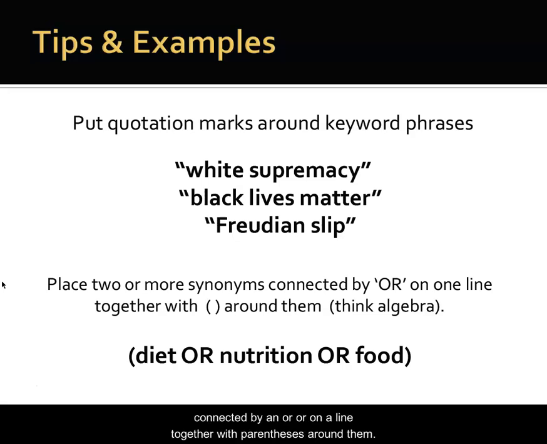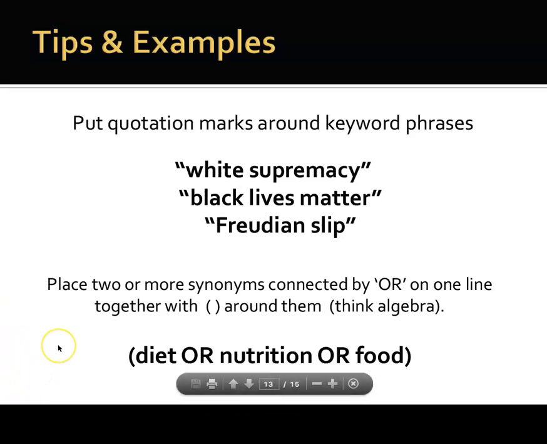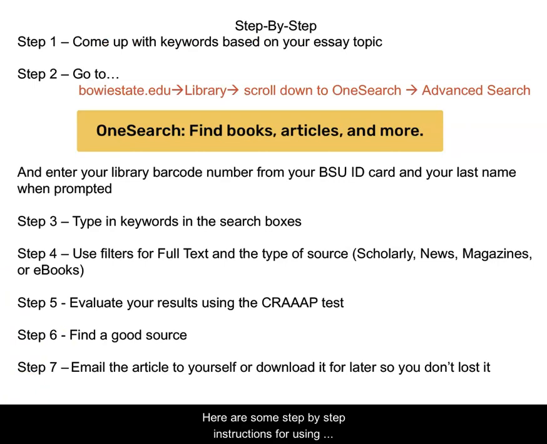Also, you might want to think about putting synonyms connected by an "or" on a line together with parentheses around them. So here's an example. Diet or nutrition or food will help you find all the sources that have any of those three terms in them if you're not sure what language your sources would be using. Here are some step-by-step instructions for using OneSearch. You can also watch the BSU How to Use OneSearch video.